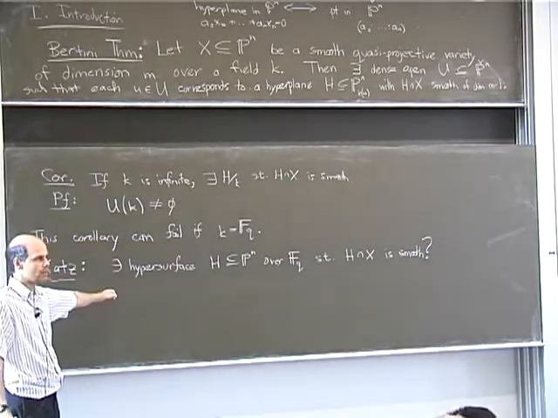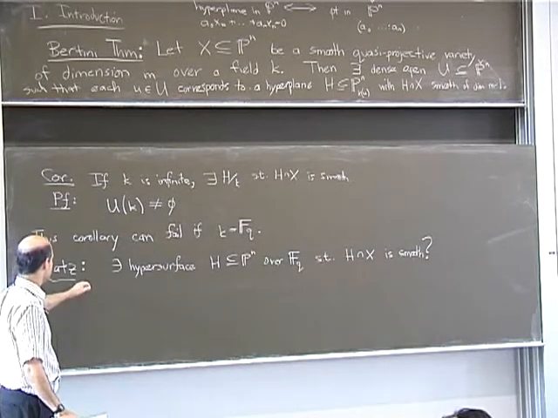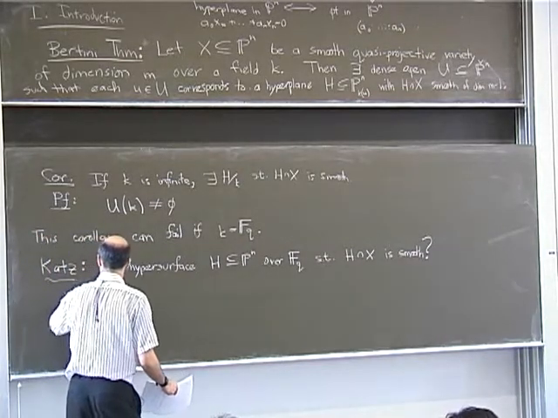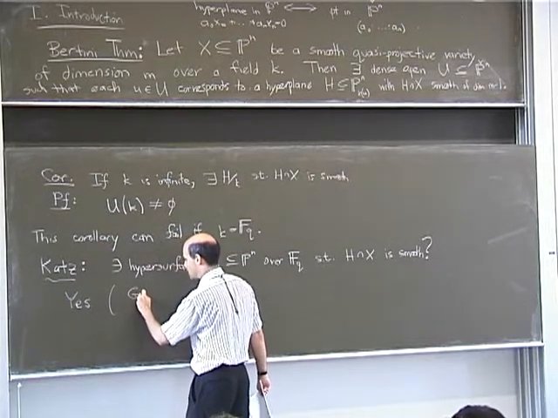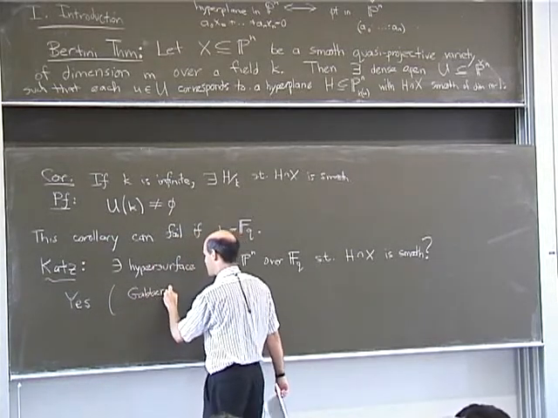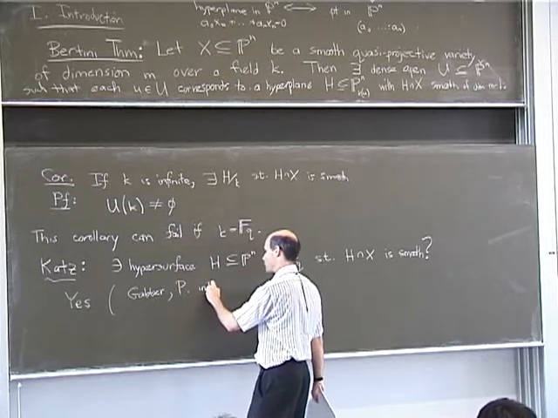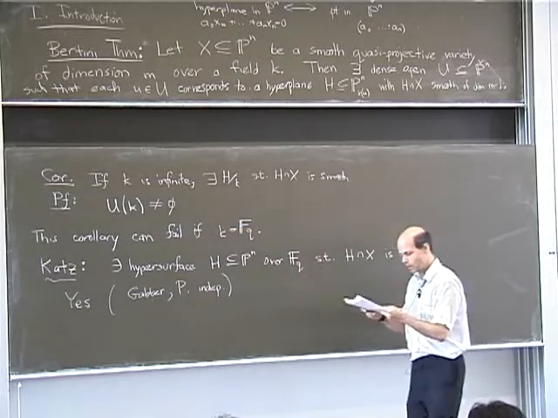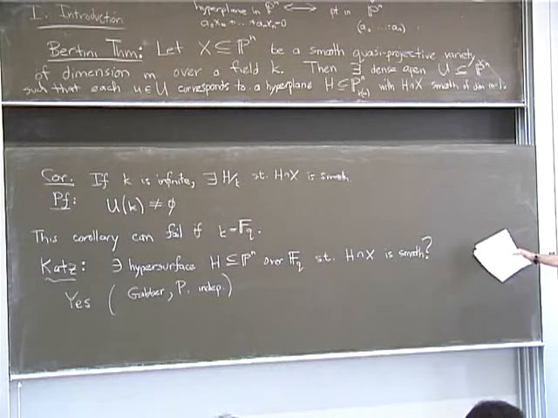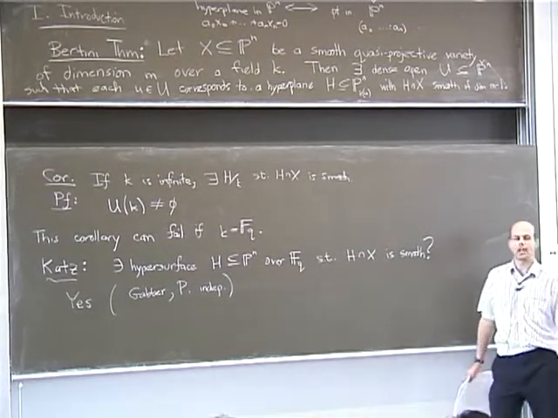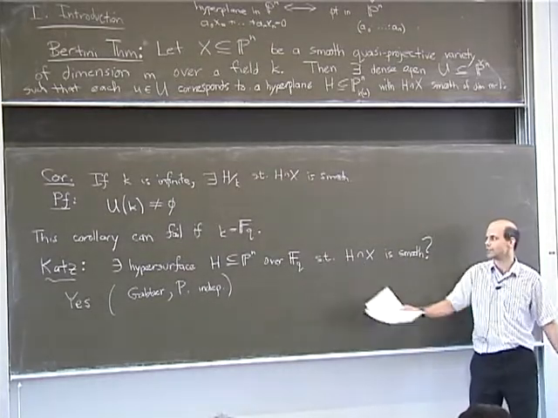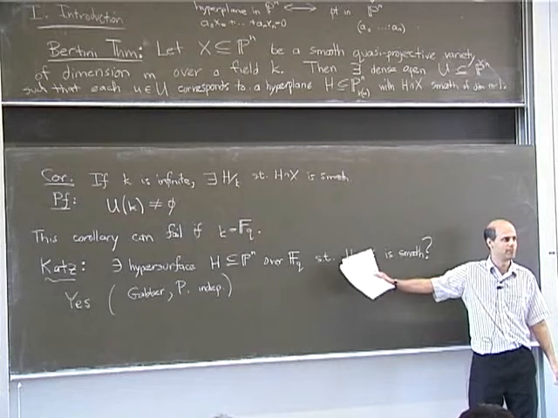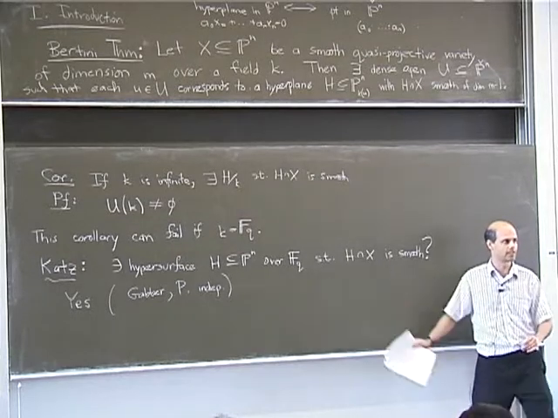And this is one of the theorems I'm going to prove. The answer is yes, and this was proved by me and also independently by Ofer Gabber. Actually, what I'm going to prove is a lot more. Not only does there exist such a hypersurface, but if you choose a hypersurface sort of at random, which I'll make sense of, then it has a positive probability of being good, in the sense that its intersection with X is smooth.